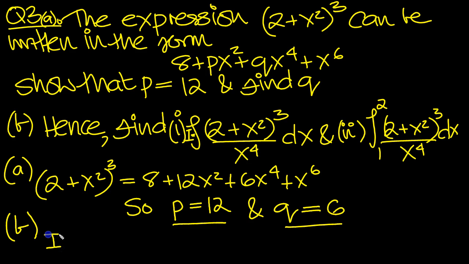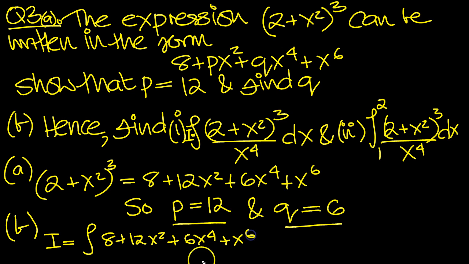So I is equal to the integral here, cubed, which we can write as this. So it's 8 plus 12x squared plus 6x to the 4 plus x to the 6, all divided by x to the 4, isn't it? dx, so that's equal to the integral.